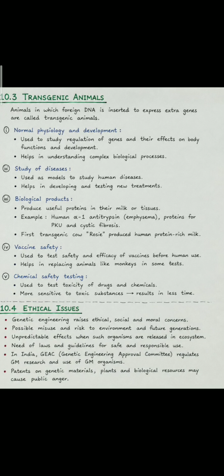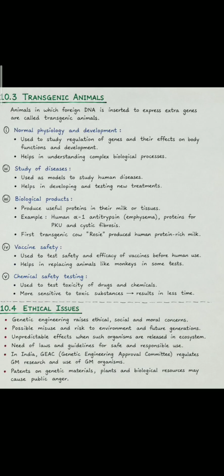Next one is chemical safety testing. It is used to test the toxicity of drugs and chemicals, and transgenic animals are more sensitive to toxic substances, so results come in less time. This procedure is the same as that used for testing the toxicity of drugs. Transgenic animals are made that carry genes which make them more sensitive to toxic substances than non-transgenic animals. They are then exposed to the toxic substance and the effects studied. Toxicity testing in such animals will allow us to obtain results in less time.